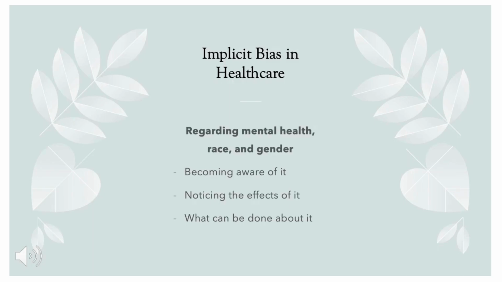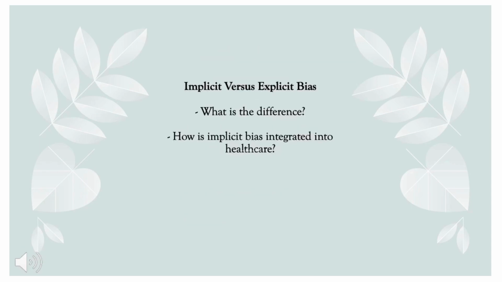Implicit bias in healthcare regarding mental health, race, and gender. Becoming aware of it, noticing the effects of it, what can be done about it. Implicit versus explicit. What's the difference, and how is implicit bias integrated into healthcare?